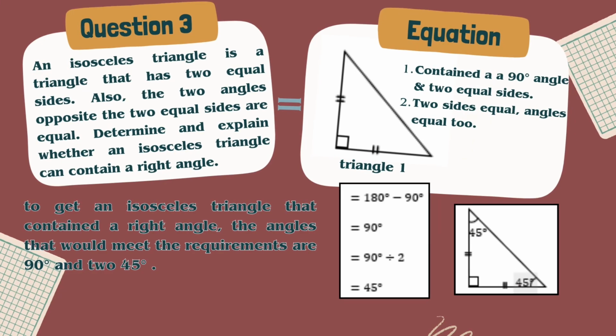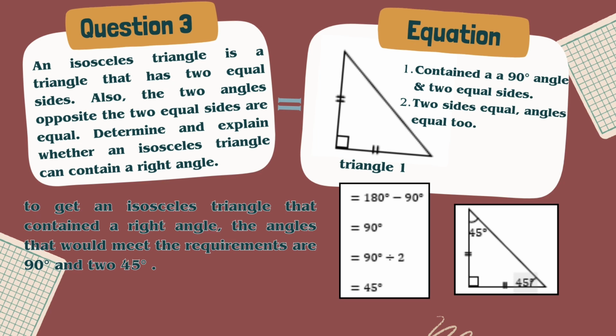For question 3, when answering question like this, let's first look at the definition of isosceles triangle. It is a triangle with two equal lengths and two equal angles. To get an isosceles triangle with a right angle, it must have these criteria: two equal lengths, two equal angles, and one 90-degree angle. As you can see on the slide, triangle 1 would satisfy the requirements stated because it contains a 90-degree angle and two equal sides. It can be seen that this triangle is able to fill the requirements of the question.